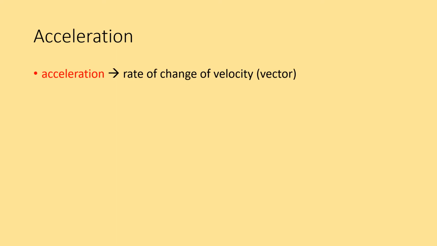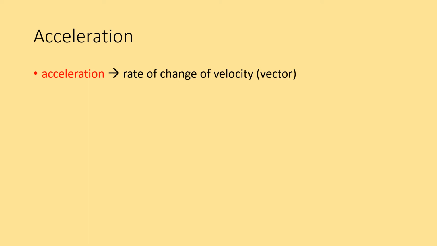Right, so let's bring us down to acceleration. We talked about speed as the rate of change of distance, and velocity, the rate of change of displacement. Acceleration is the rate of change of velocity. That's a vector because velocity is a vector. This has very important implications.